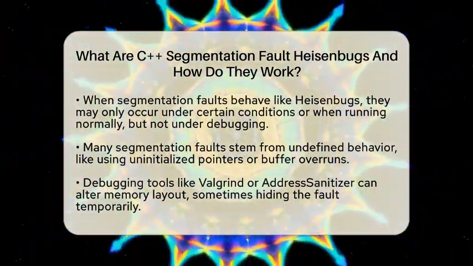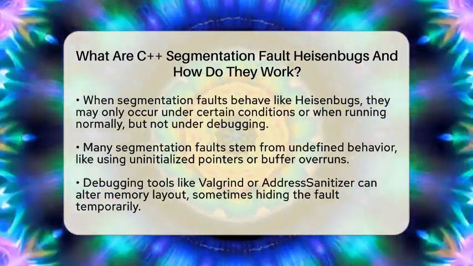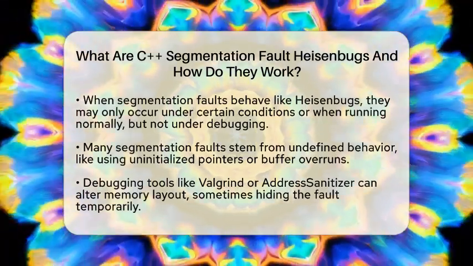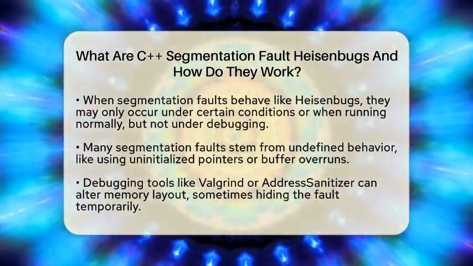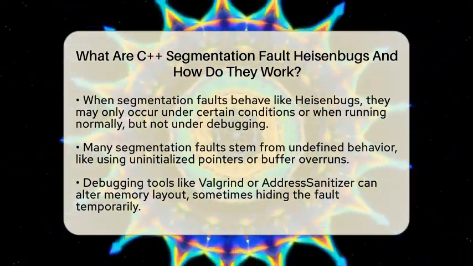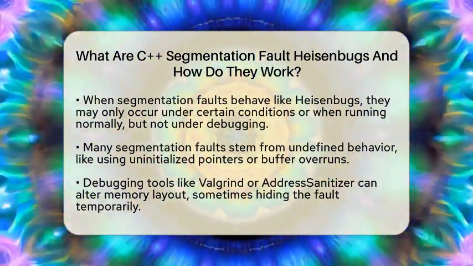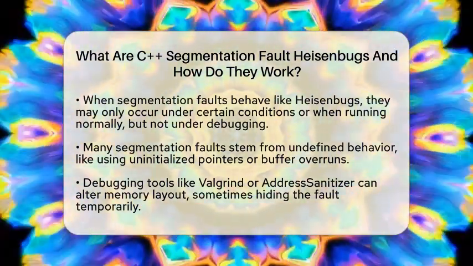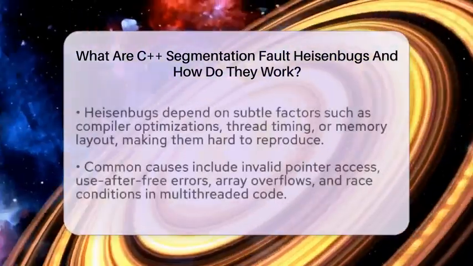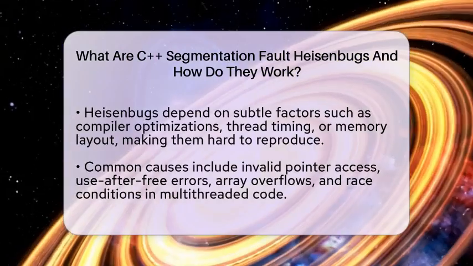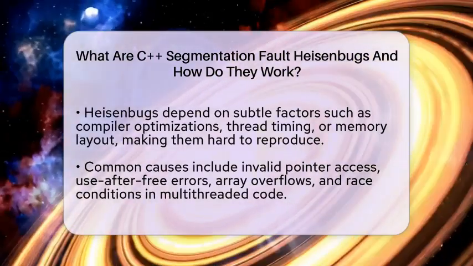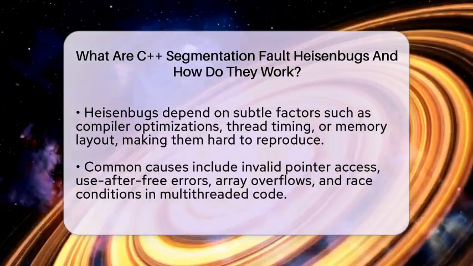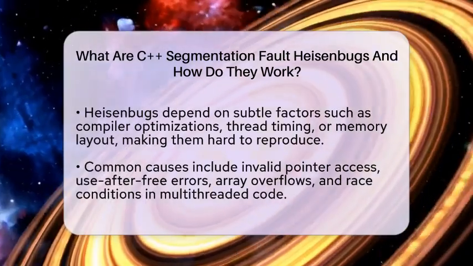Well, many segmentation faults come from undefined behavior. For example, using a pointer that was never initialized, or a buffer overrun where you write past the end of an array. Because the C++ standard allows some behaviors to be undefined, the program might crash sometimes, run incorrectly at other times, or even seem to work fine during debugging. Running your program under debugging tools like Valgrind or AddressSanitizer can change how memory is laid out or how the program runs. This can hide the fault temporarily because memory might be initialized differently or the order of operations may shift. This is why the bug appears inconsistent.